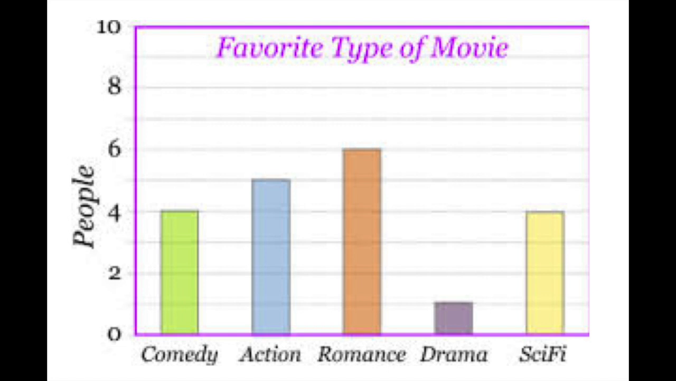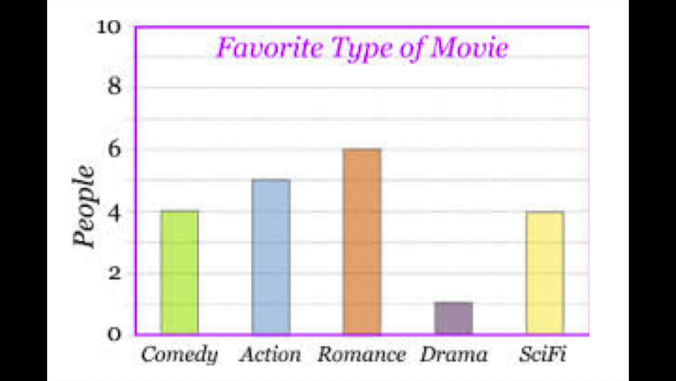Let's take a look at one. All right, first I want to point out a couple really important things. At the top of our graph, we have a title. It tells us what the graph is about. So this one is about the favorite type of movie that people have. On the bottom of the graph, you're going to see labels. These are also really important. These labels tell me what each bar represents. So the green bar is comedy, the blue bar is action, and so on. If I didn't have the labels, this graph wouldn't make any sense.